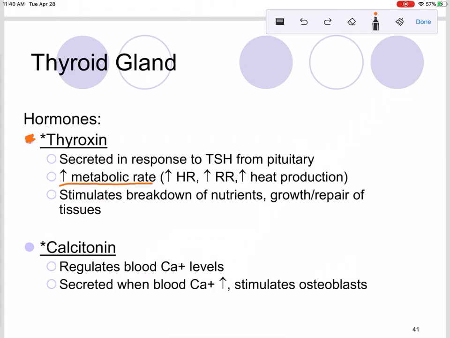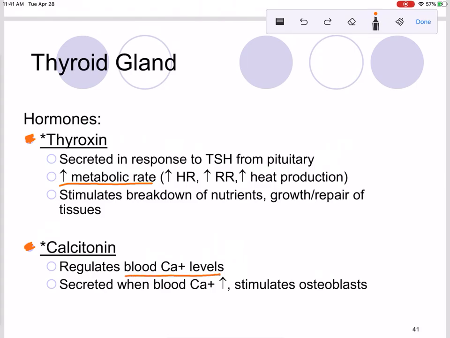Thyroxine, this is probably what you're most familiar with. Thyroxine is the hormone produced and released by the thyroid gland that will increase metabolic rate. If someone has hyperthyroidism, their overall body's metabolic rate will be high because their thyroid gland is releasing more thyroxine to boost metabolic rate even more. If someone has hypothyroidism, their thyroid gland isn't releasing enough thyroxine, so their metabolic rate is too slow.